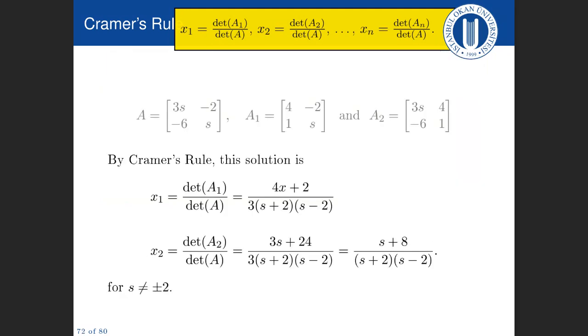And then using Cramer's rule, we can find the solutions. x1 is the determinant of A1 divided by the determinant of A. Oh, there's a typo here as well. This should be an s. x1 must be 4s plus 2 divided by 3 times s plus 2 times s minus 2. And x2 is the determinant of A2 divided by the determinant of A: s plus 8 divided by s plus 2, s minus 2.